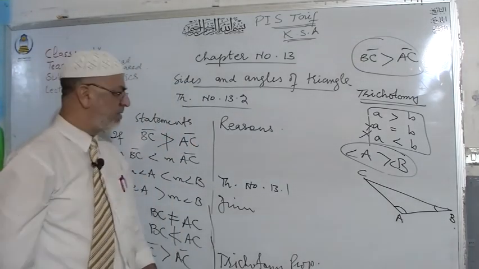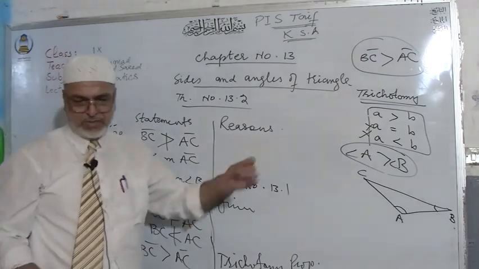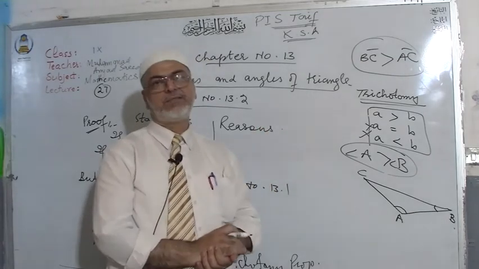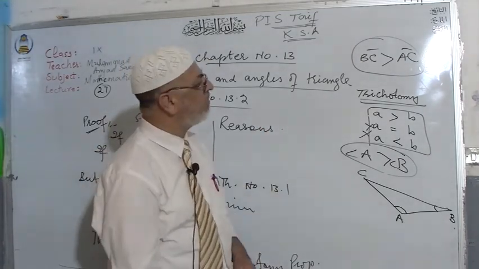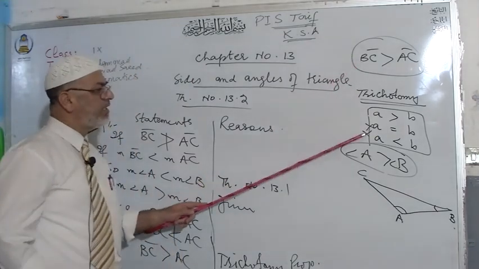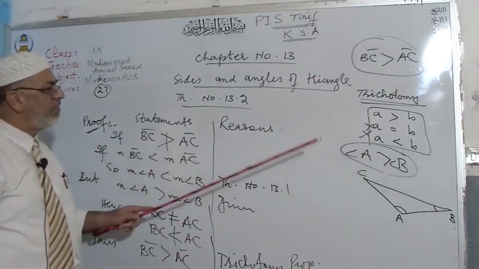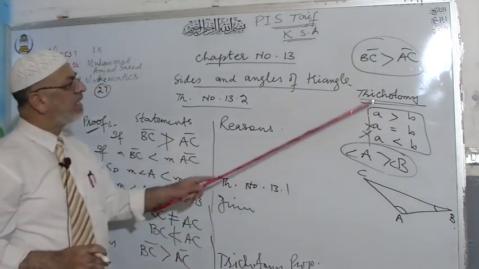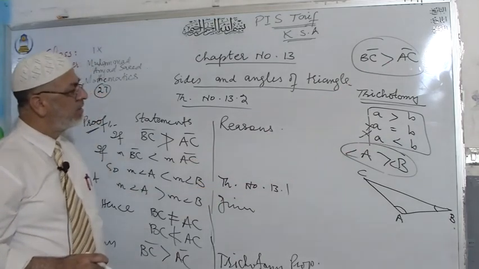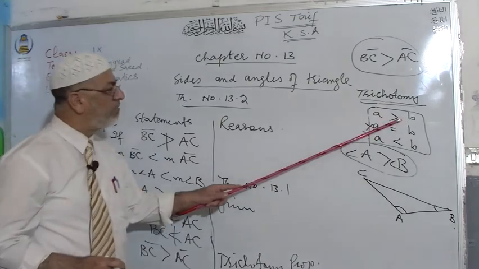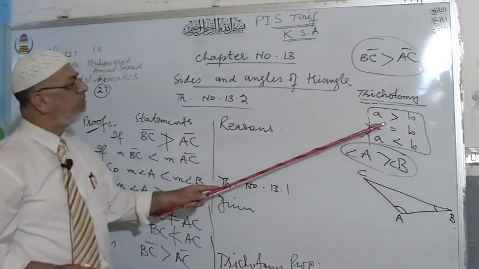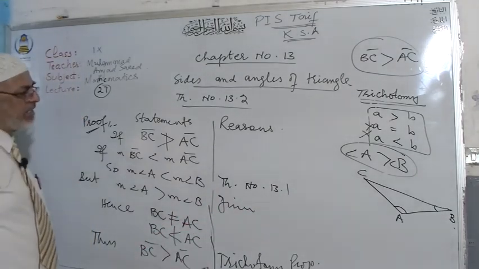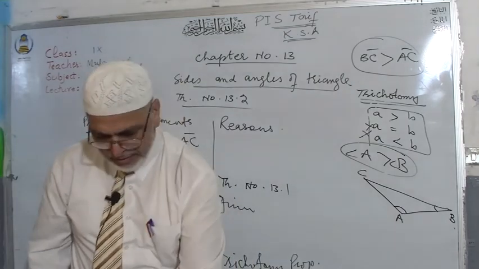My dear students, that was your theorem number 2, and it was all about the trichotomy property. We took this first, we had to prove that one. We took this trichotomy property and we proved one by one that equality does not hold, that the less than sign does not hold. So it means that we have only one possibility left, and that possibility was greater. And at the end we conclude that BC is greater than AC. That was your answer. I hope that you understood this theorem.